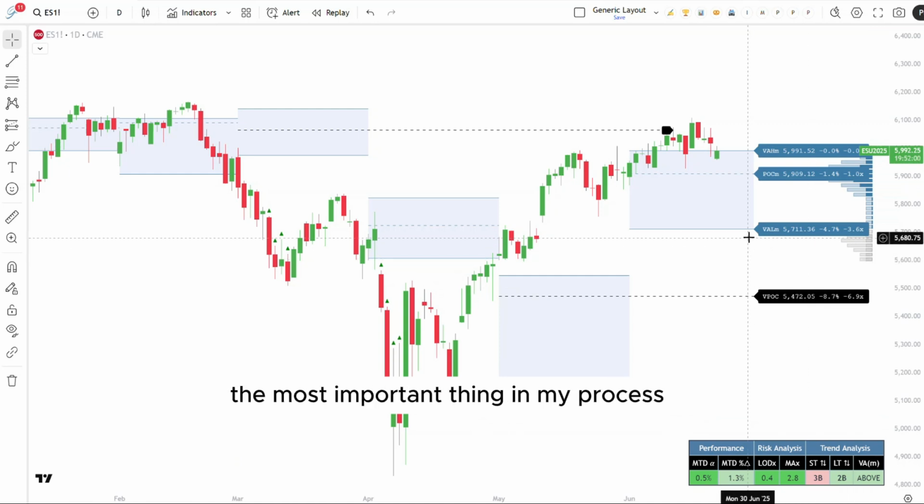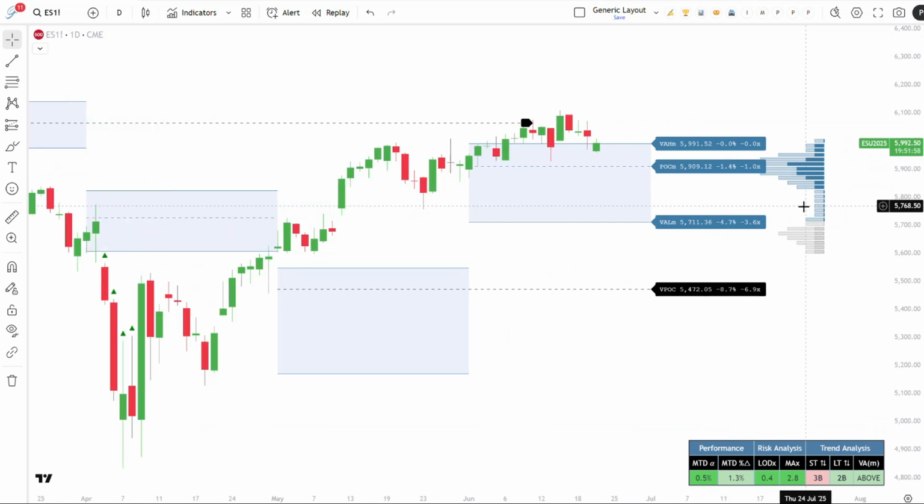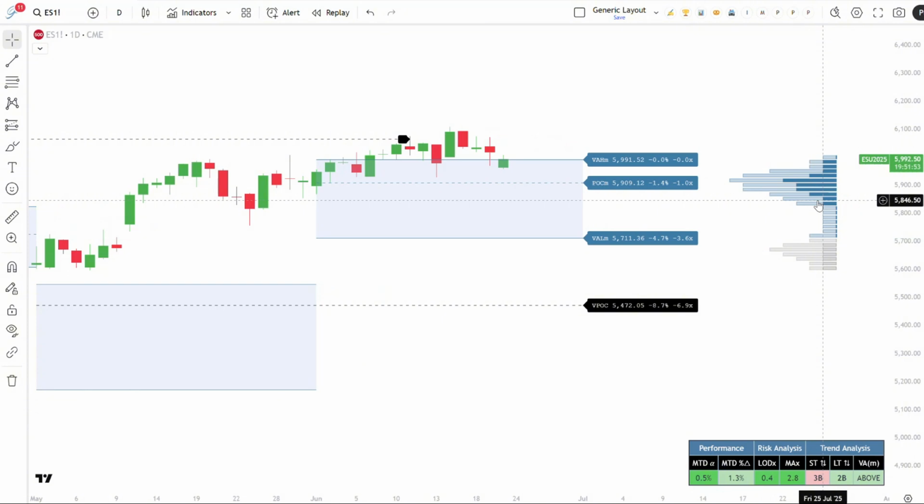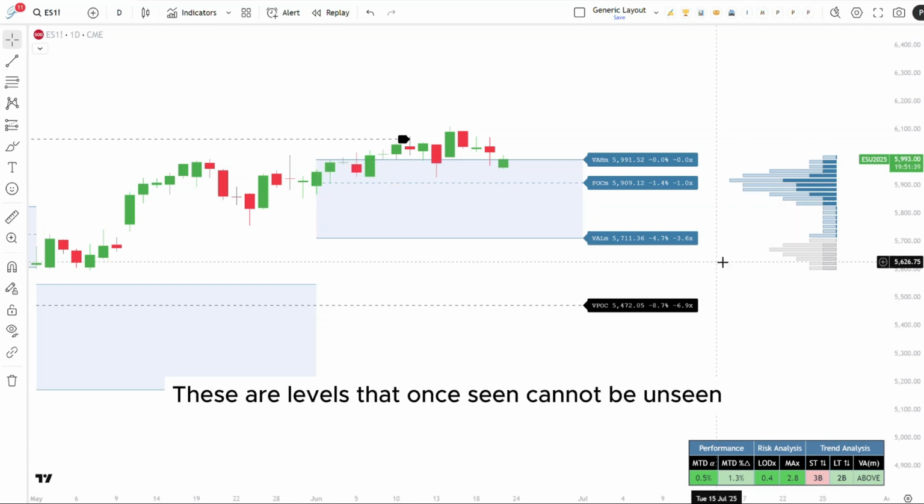Value areas and MGI is the primary tool I use for trade execution and management. The most important thing in my process is identifying asymmetry, spots where I can risk one unit to potentially make 2, 3, or more. There's no better tool out there to do that than this one. If there was, I'd be using it. These are levels that once seen cannot be unseen.